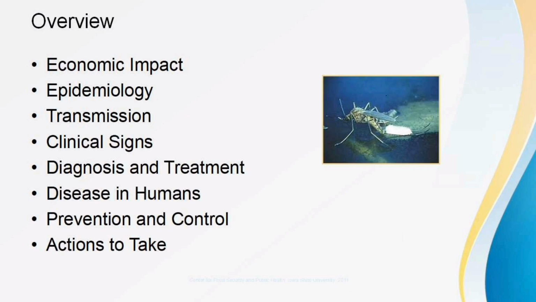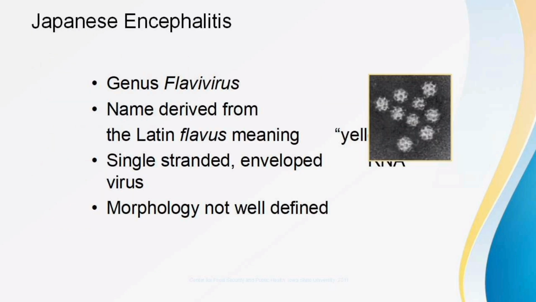In today's lecture, we will cover the information regarding the organism that causes Japanese encephalitis and the epidemiology of the disease. We will also talk about the economic impact the disease has had in the past and could have in the future. Additionally, we will talk about how it is transmitted, the species it affects, the clinical signs, the necropsy findings, as well as the diagnosis and treatment of the disease. Finally, we'll address the prevention and control measures of the disease as well as the actions to take if Japanese encephalitis is suspected.